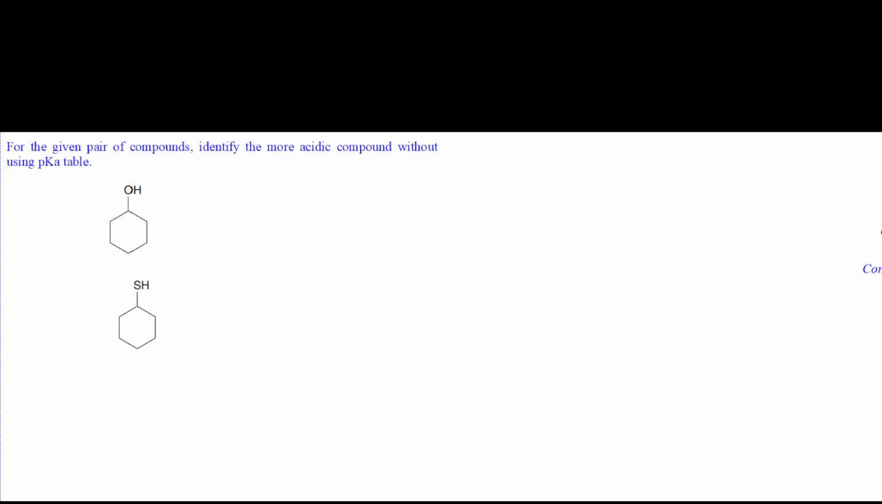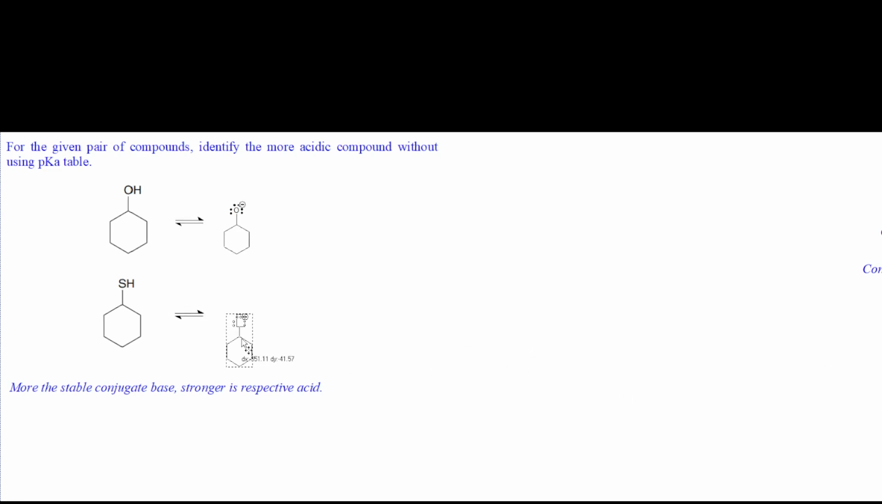And as per the stability of a conjugate base, the more stable the conjugate base, the stronger the respective acid is going to be. So let's draw the conjugate base of this. The conjugate base can be drawn by removing the proton from O. That will give me this alkoxide ion. And the conjugate base of this thiol can be drawn by removing that proton and putting a negative charge on that sulfur. So among these two conjugate bases, whichever is more stable will decide the stronger acid.